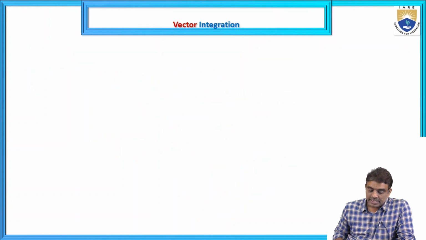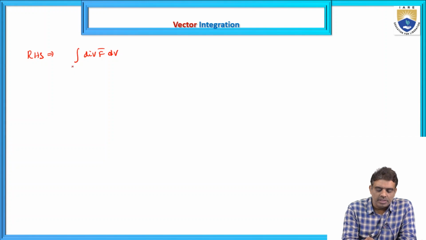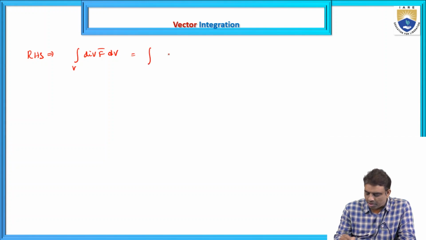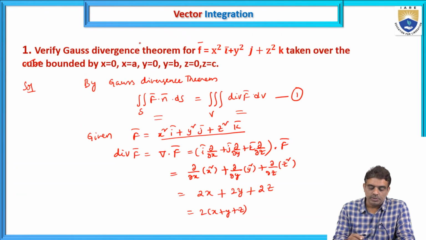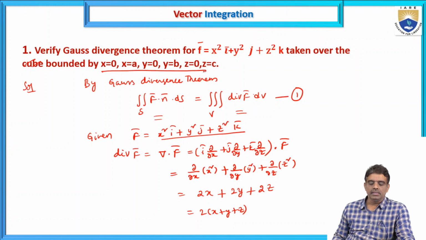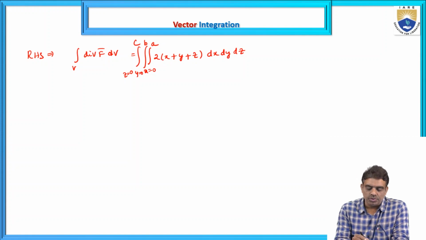Now, on considering the right hand side part, RHS is equal to integral div f bar dv over the volume V. That is integral, the div f bar is 2 into x plus y plus z into dx into dy into dz, where x varies from 0 to a, y 0 to b and z is equal to 0 to c. So as per the limits given in the problem, x 0 to a, y 0 to b and z is equal to 0 to c.